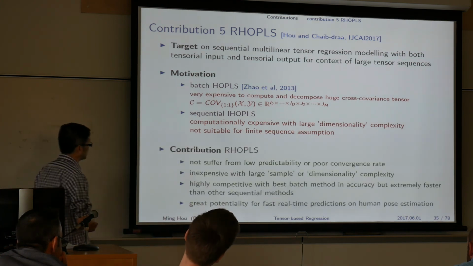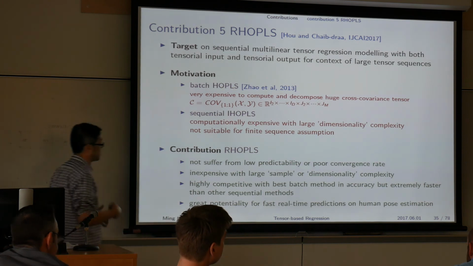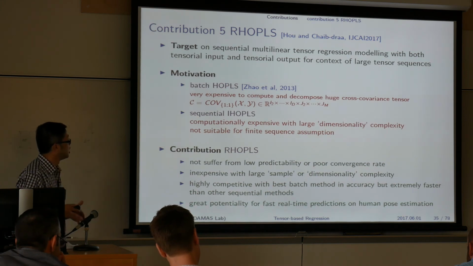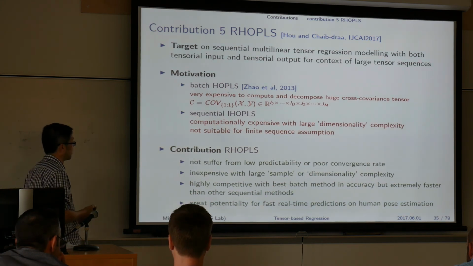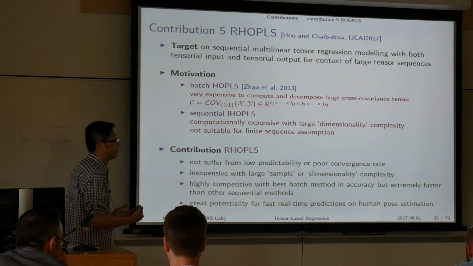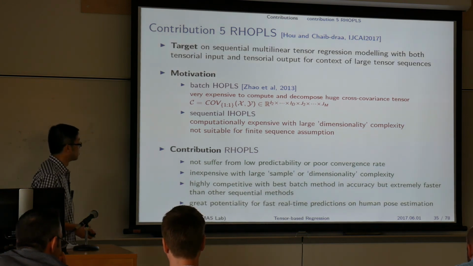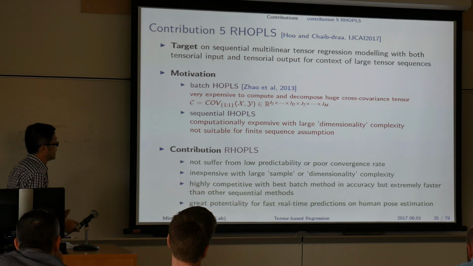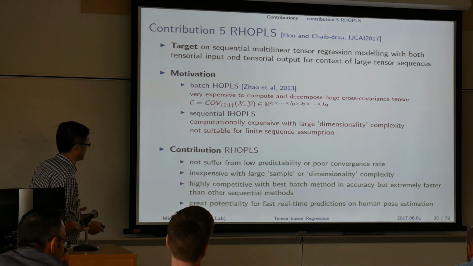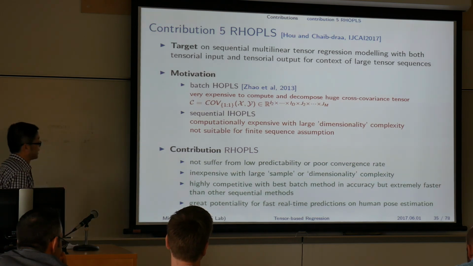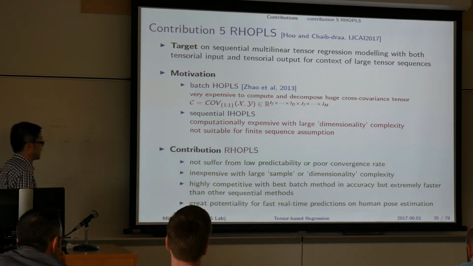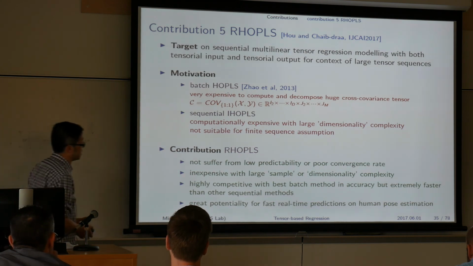And so we introduced RHOPRS, which recursively updates the regression coefficient at a much smaller feature level instead of the large row observation level, using a closed-form solution, by integrating the low-rank modification strategy of Tucker into the PLS framework. So our work is very computationally cheap in both sample and dimensionality complexity. We validated our work on the challenging application of human pose estimation, showing great potential for real fast prediction.